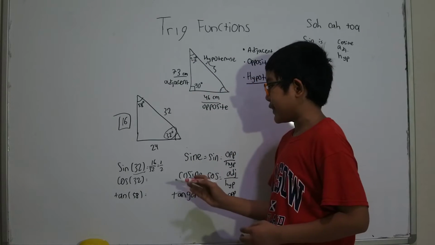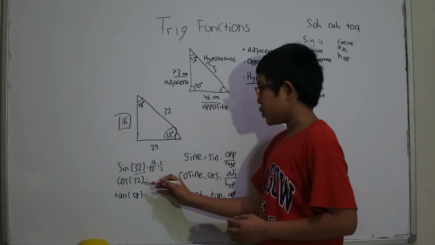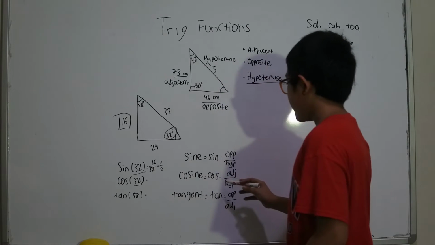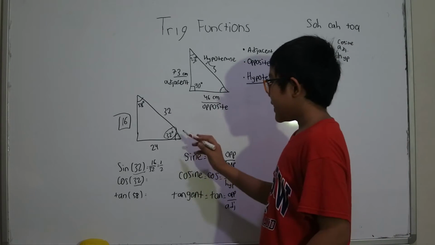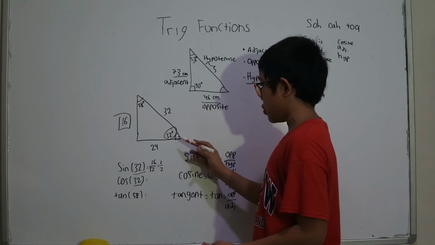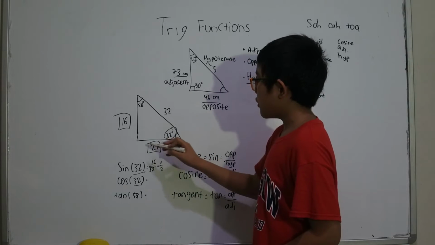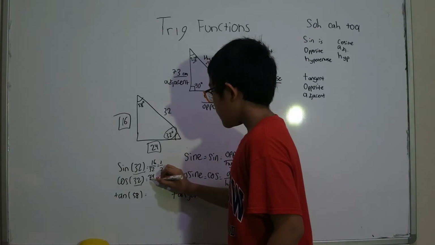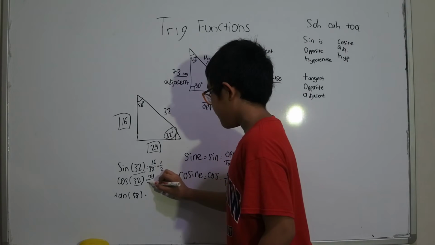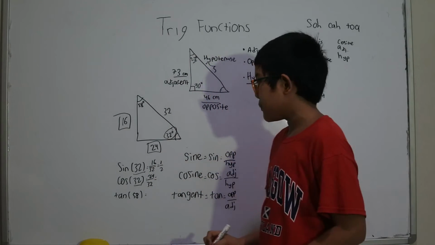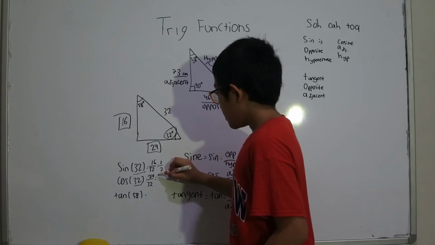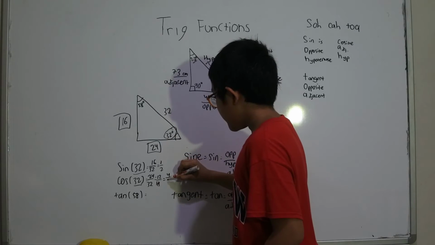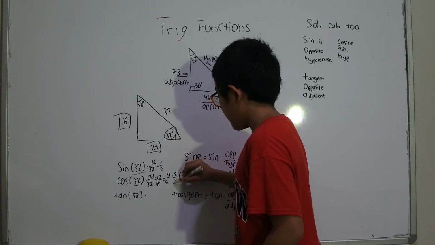Now, for cosine of 32. Because we're still using the 32-degree angle, we're going to use that angle to correspond to our cosine. So cosine is adjacent over hypotenuse. The adjacent side is the side that is beside or next to it, which is 24. But don't confuse it with 32 because this is the hypotenuse. So it would be 24 over the hypotenuse, which is 32, which can be simplified into 12 over 18, which is 4 over 6, which is 2/3.